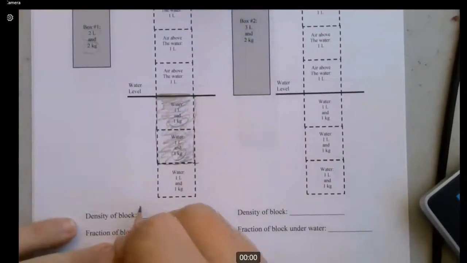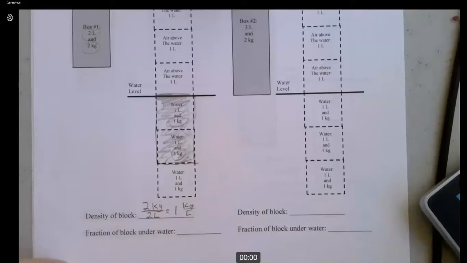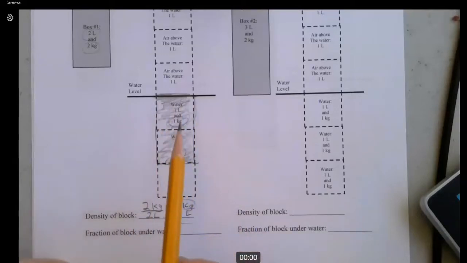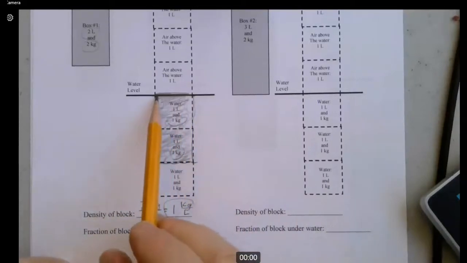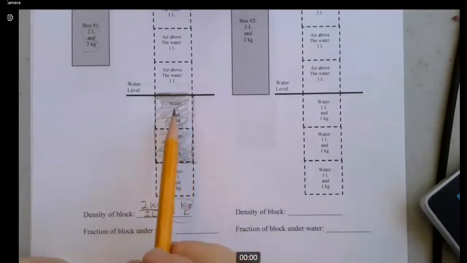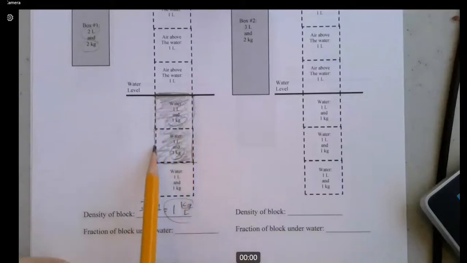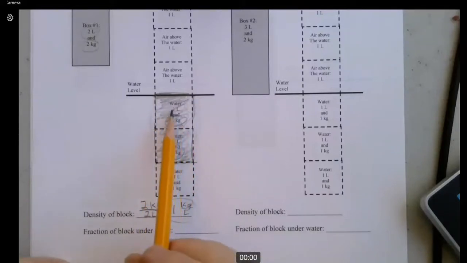Let's do a couple quick calculations. The density of the block is 2 kilograms for every 2 liters. But you can reduce that fraction down to be 1 kilogram per liter. And that's also the density of water. So that explains why it just sinks until the top of the box touches the top of the water. In other words, this 2 kilogram, 2 liter block basically just perfectly replaces the water that was there. It has the same mass, it has the same volume. So it replaced 2 liters and 2 kilograms of water.